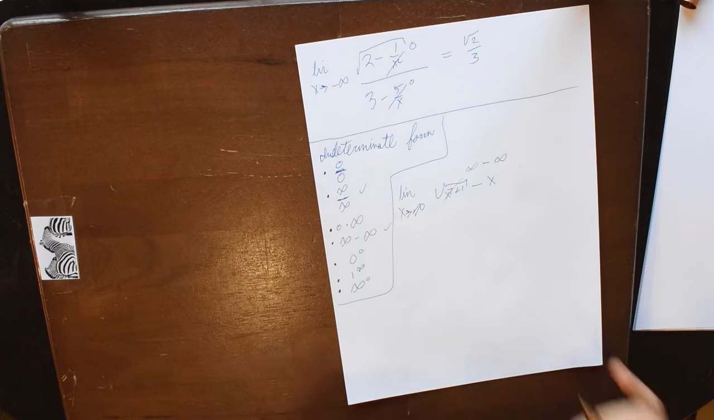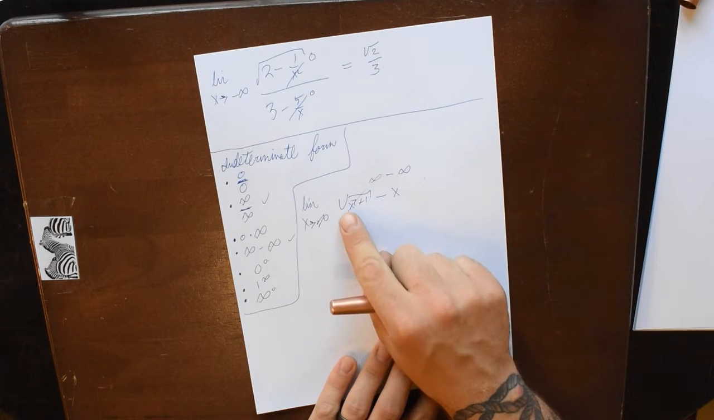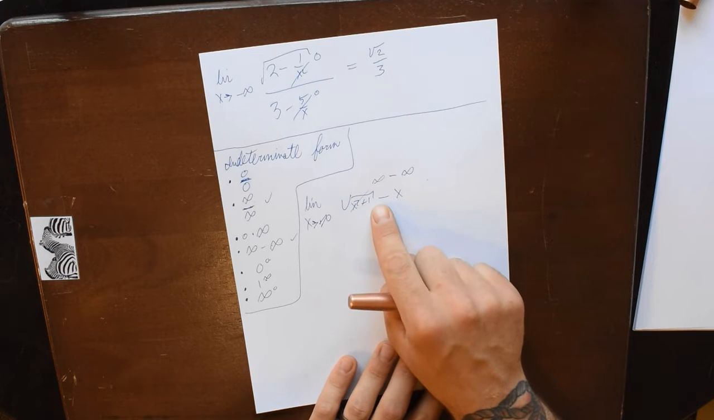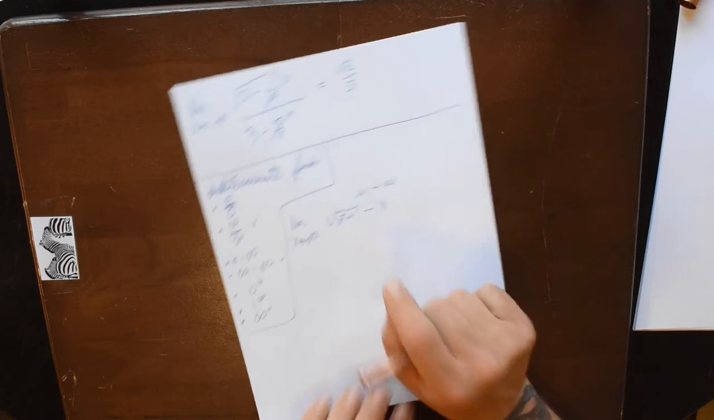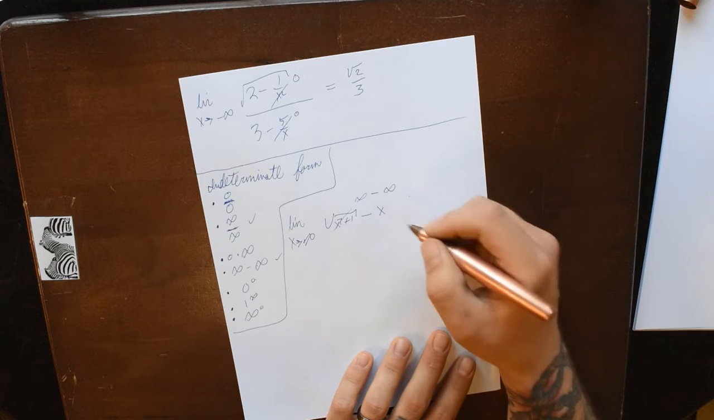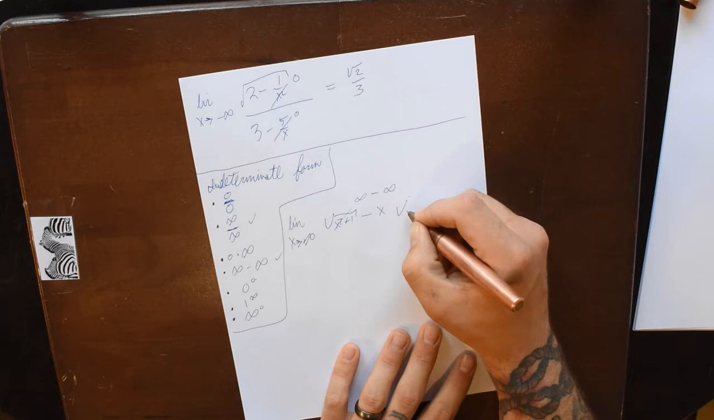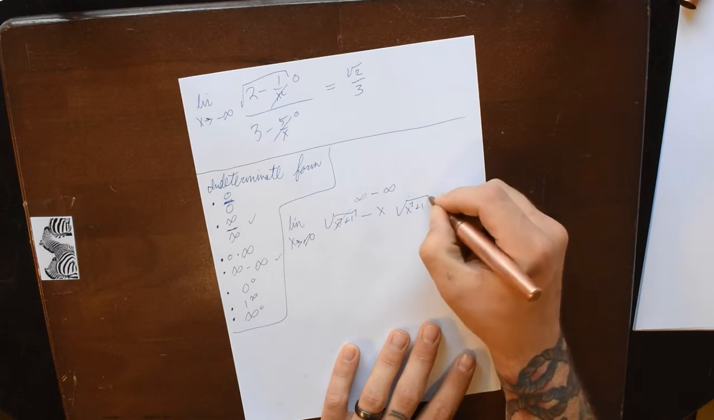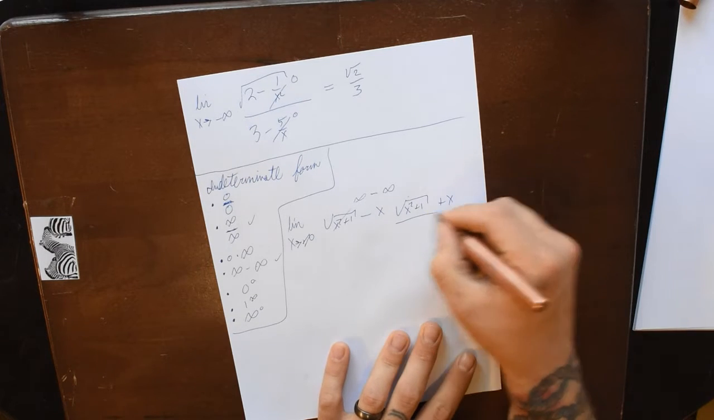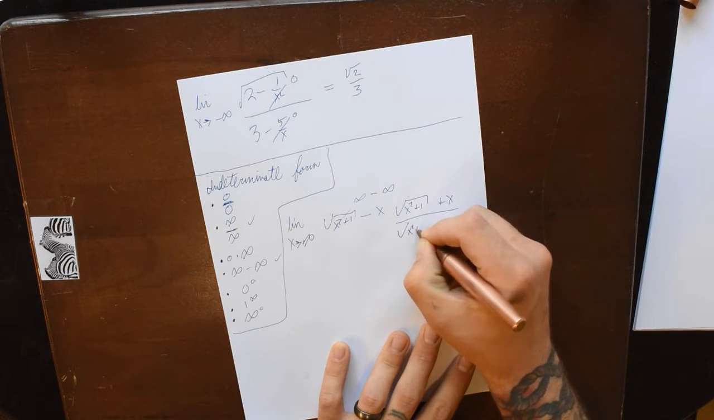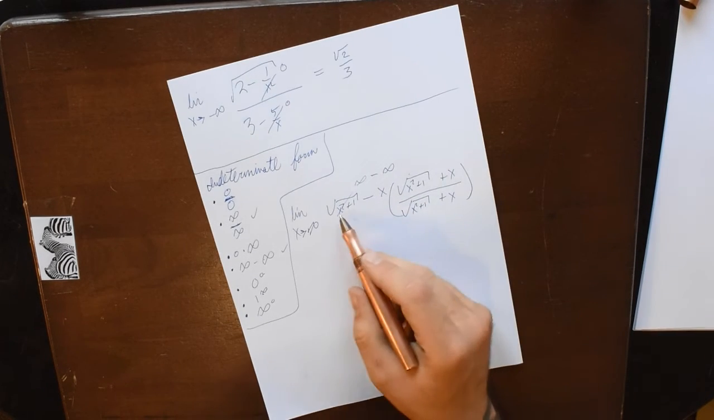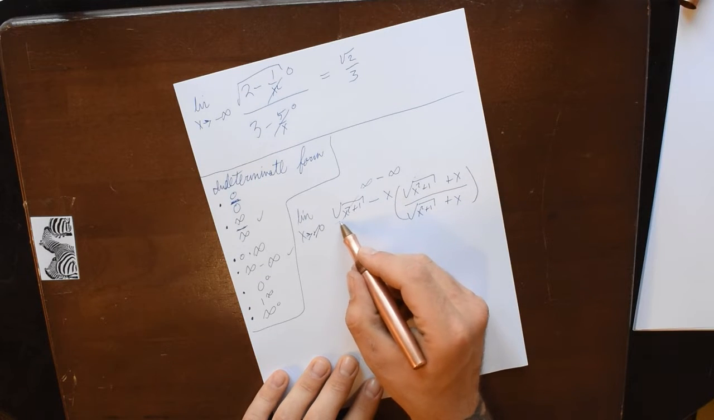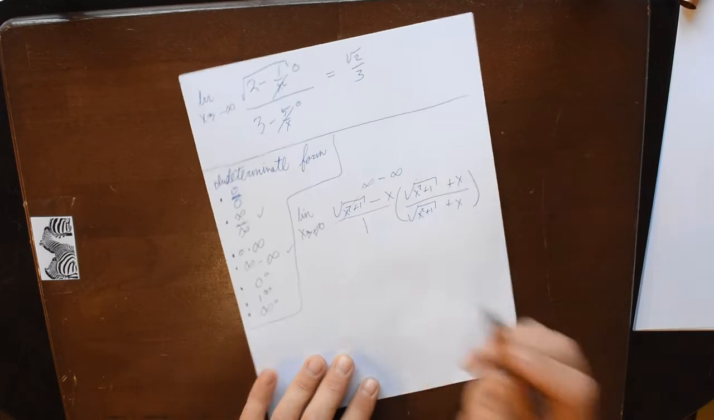And I want to demonstrate the technique. If you get an infinity minus infinity, especially if you have a square root, what they say is you want to multiply by the conjugate radical. I had to find that in my notes. The conjugate radical. So we would multiply top and bottom by the square root of x squared plus 1 plus x divided by the square root of x squared plus 1 plus x. Top and bottom. And the square root of x squared plus 1 minus x, you can think of it as having a denominator of 1.